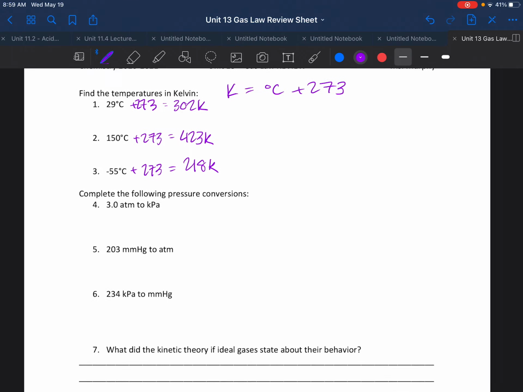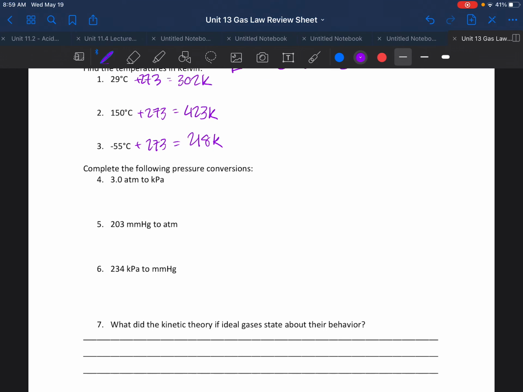The next portion is doing pressure conversions. This is when we are going to be using our relationships between our units of pressure. So for every 1 atm, there is 760 millimeters of mercury and 101.3 kPa. And so this is what you'll see on the test. You need to make sure you know how to use these relationships.